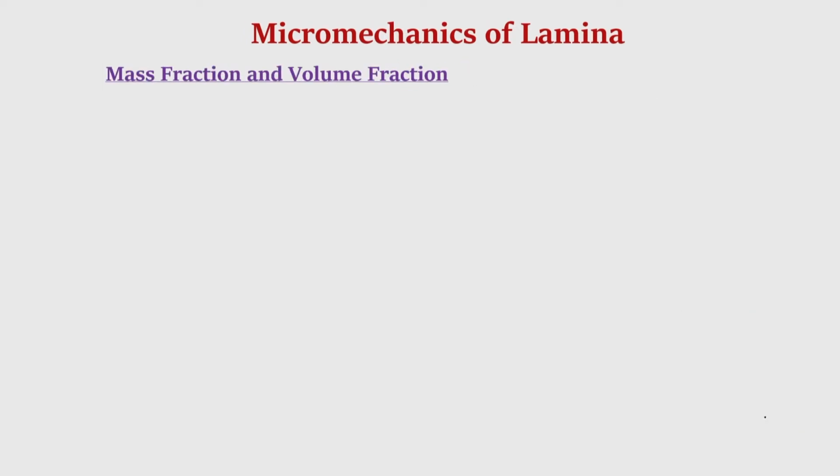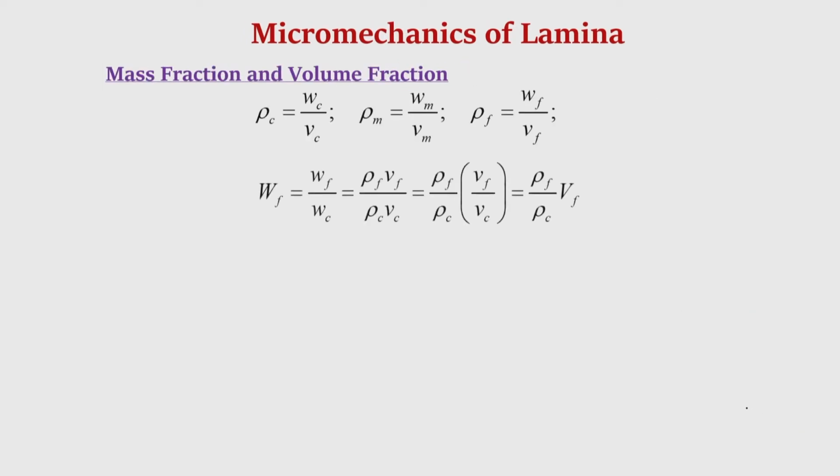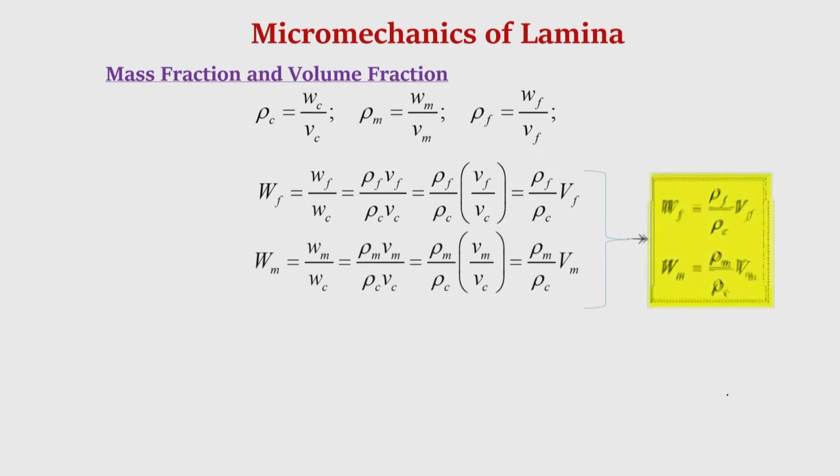Okay. So, we can develop the relationship between the mass fraction and volume fraction in terms of density. Going by the definition of density, rho c is the density of the composite, mass per unit volume. Similarly, rho m is the density of the matrix, mass of the matrix by volume of the matrix. Similarly, rho f is the density of the fiber. Using the definition of mass fraction, W f can be written as small w f by W c, and writing this mass in terms of volume and density, we arrive at this: mass fraction capital W f is equal to rho f by rho c into V f.